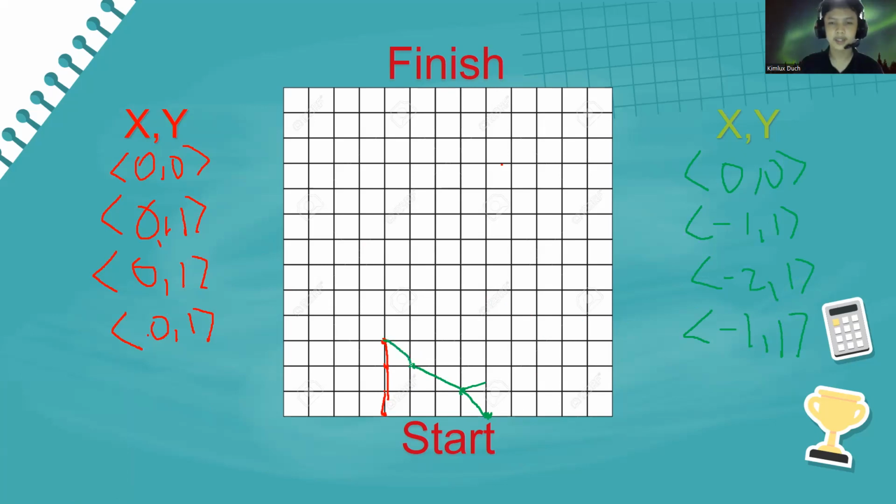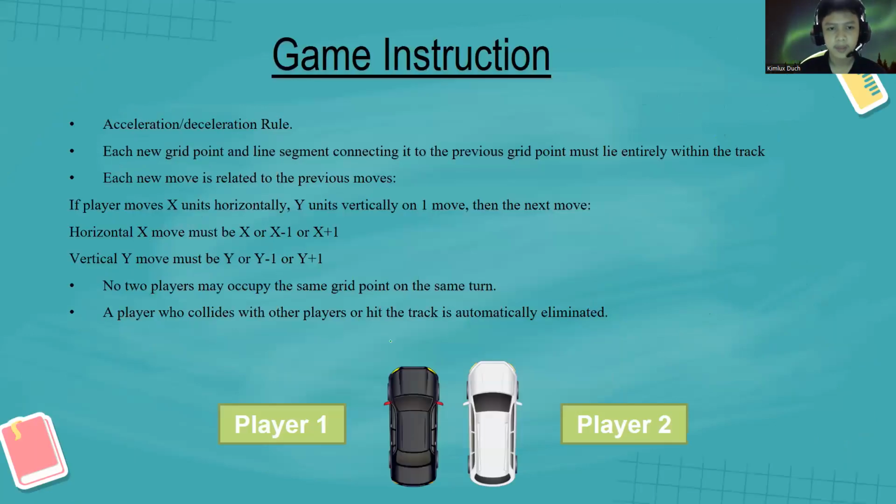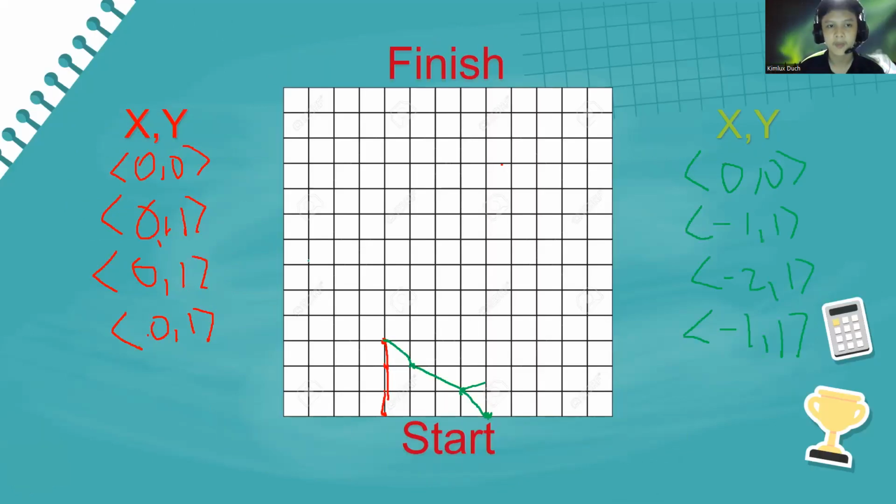So this is the same grid point that those two players are occupying. By the fourth rule, no two players may occupy the same grid point in the same turn. So in this situation, if they collide, they either both crash out or are eliminated. If you compare this to real life racing, if these two hit each other, they are actually crashing into each other, which means they are now eliminated.